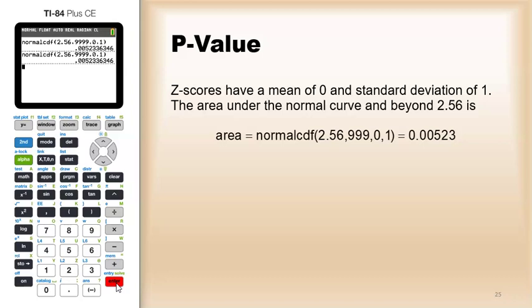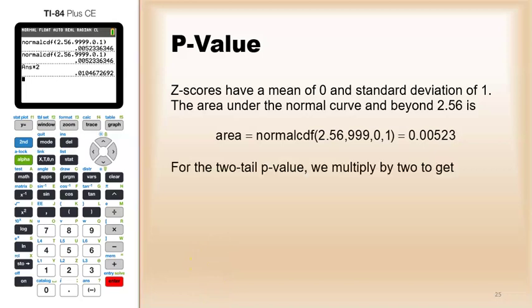However, this is a two-tailed test, so I would want to look at the left tail and the right tail. So I'd also want to multiply that answer by 2. So for a two-tailed test, we take normal CDF of 2.56 to 999, times 2, which gives 0.0105.